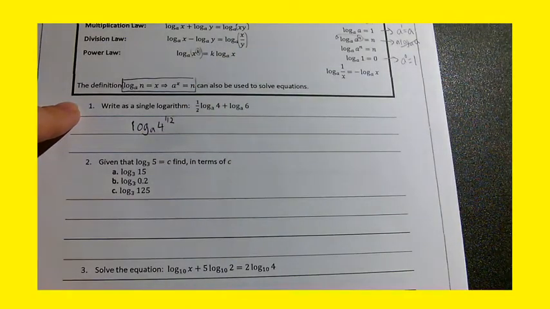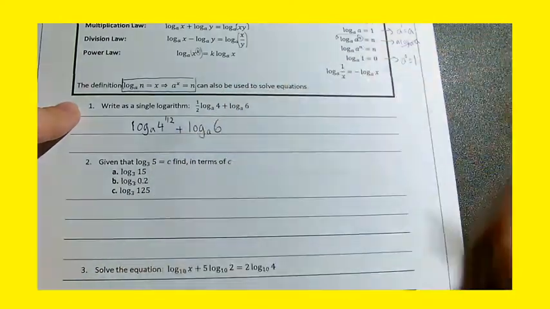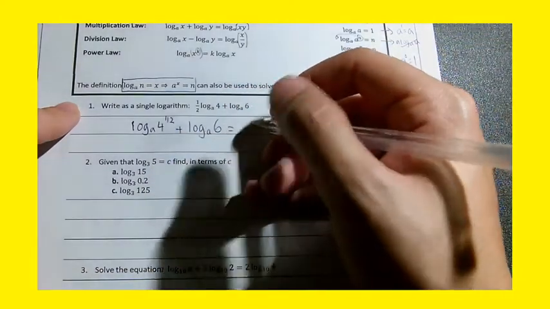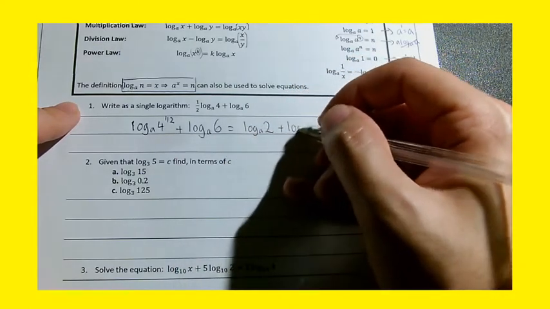Okay, they're the equivalent value, plus log base a of 6. Now log a of 4 to the power of half is log a of 2 plus log a of 6.